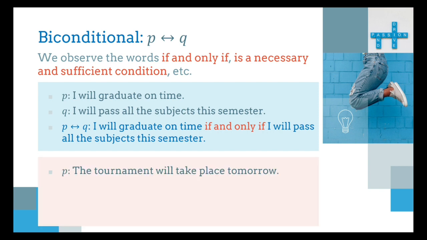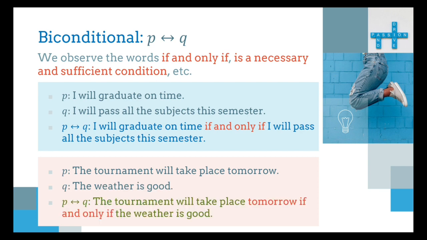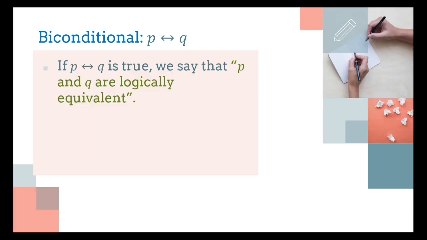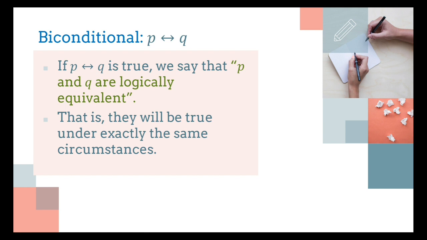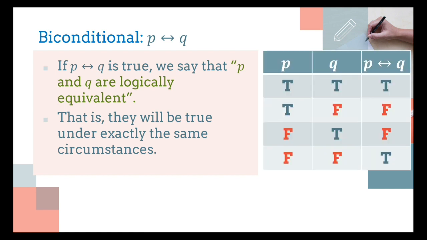Another one. P: The tournament will take place tomorrow. Q: The weather is good. So, the tournament will take place tomorrow if and only if the weather is good. If the biconditional is true, we say that P and Q are logically equivalent. That is, they will be true under exactly the same circumstances.